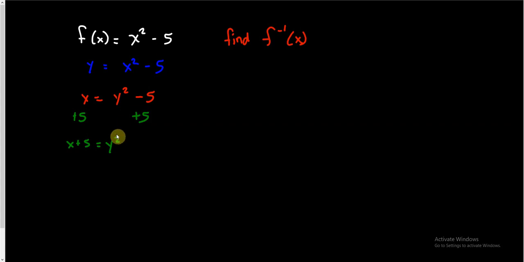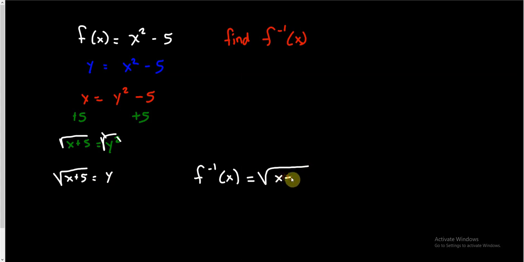The way to get rid of a square is to take the square root, because square and square root are actually inverse functions of each other. And so if I square root the right side, I have to square root the left side. So what I end up with over here is the square root of x plus 5. What happens to square and square root? Well, they cancel each other out, and I'm just left with y. Okay, so I've solved for y, so there is my inverse function. So f inverse of x is the square root of x plus 5.